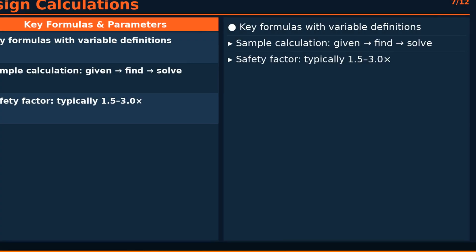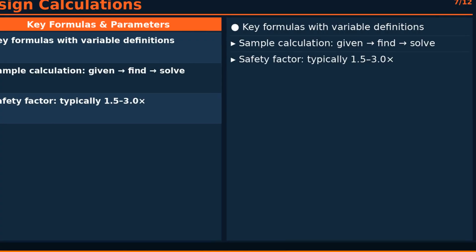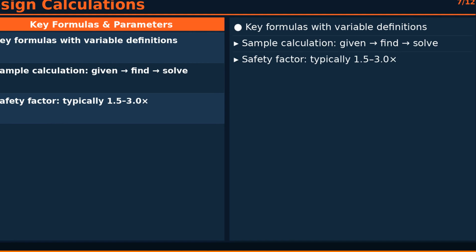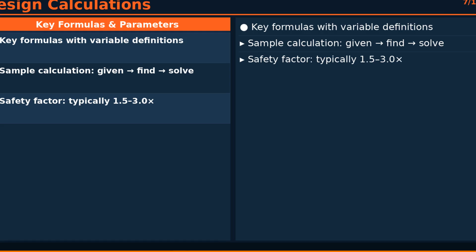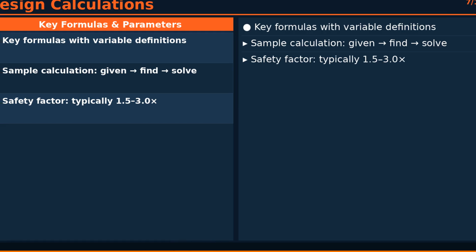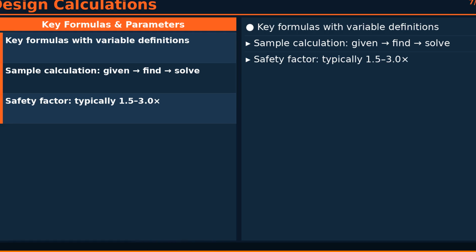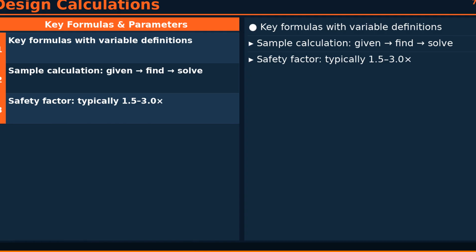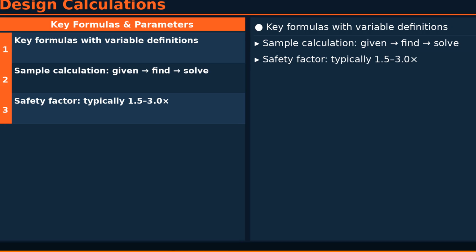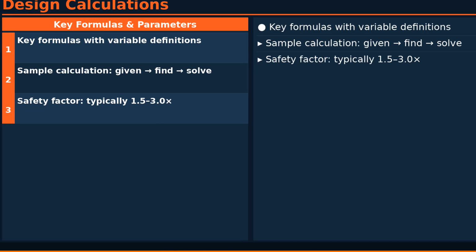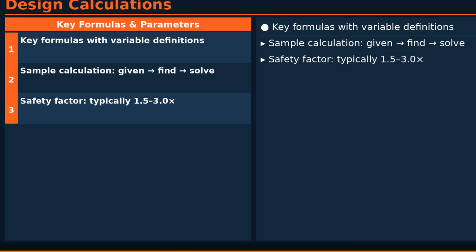Design calculations for tensile testing of plastics on UTM machine require applying fundamental formulas with correct parameter values. A worked example clarifies how to substitute known values and solve for the required quantity. Always apply a safety factor of 1.5 to 3.0 as per applicable engineering standards.